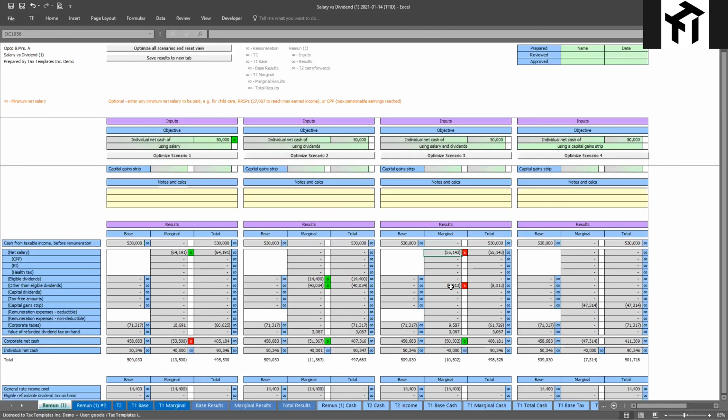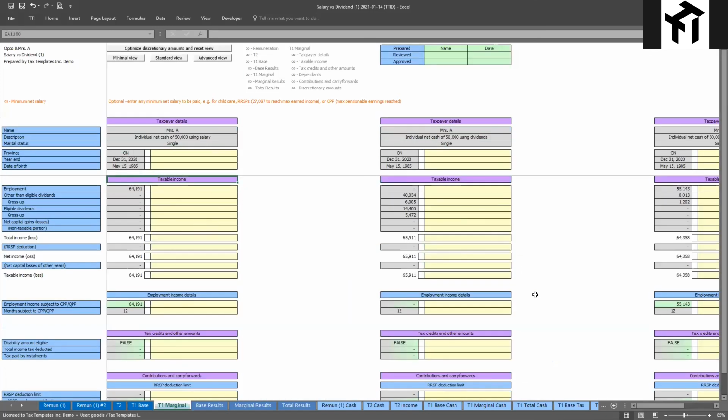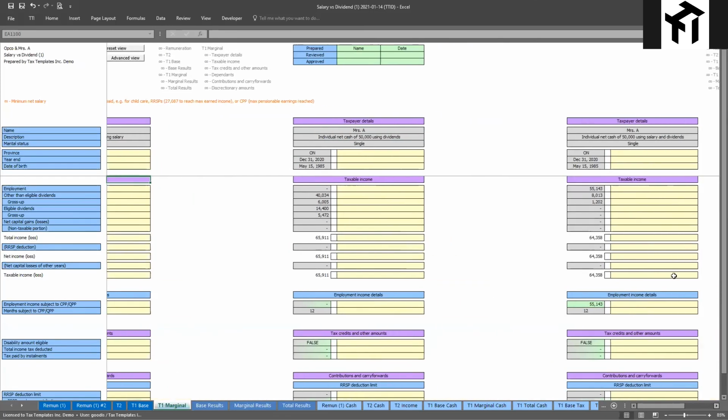If you need to know the breakdown of the type of dividends, you can get that information on the T1 marginal tab. If I click on the T1 marginal tab, and I just jump over to scenario 3 here, you will see the breakdown of employment income, which will be the amount we add to the T4, and there's other than eligible dividends. And if there were eligible dividends or capital gains, you would see those in the applicable rows.